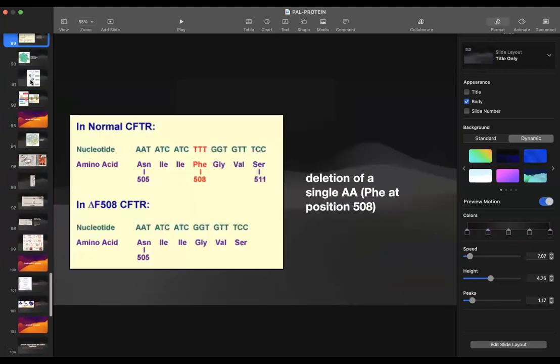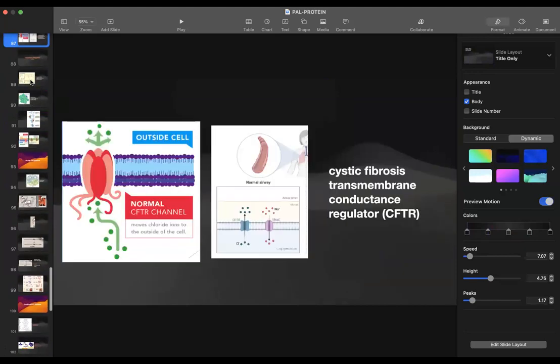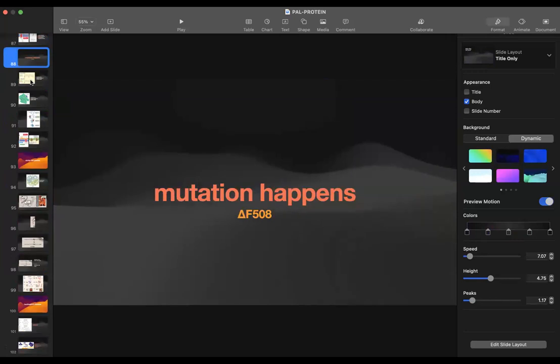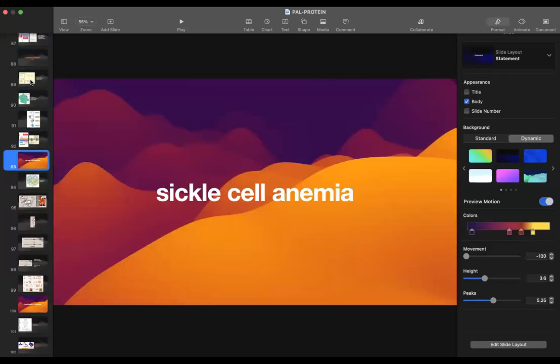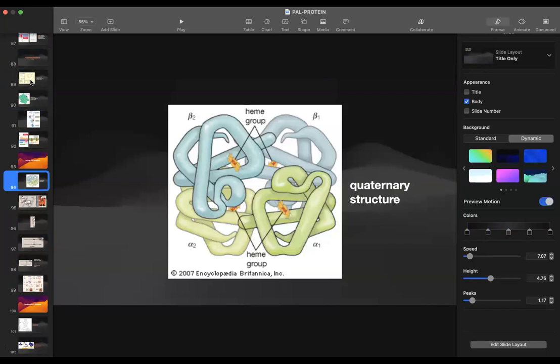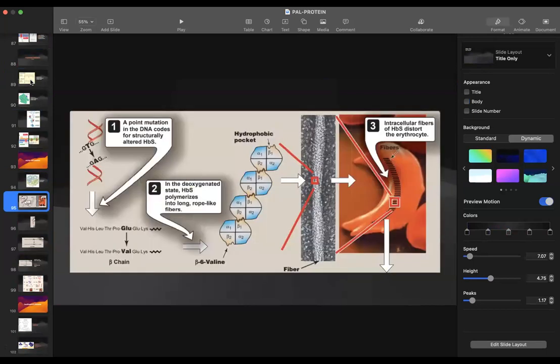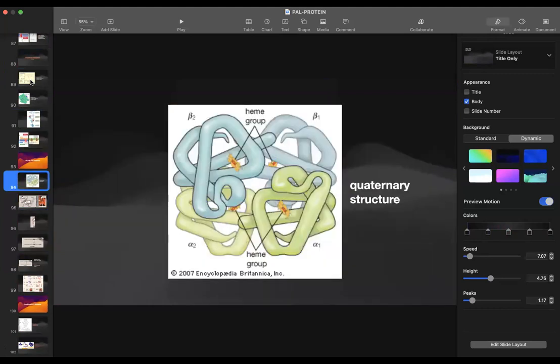cystic fibrosis, which was the first one, right? Yes. The mutation in the CFTR gene, CFTR protein. So that's cystic fibrosis. Then we had sickle cell. And in sickle cell, it is not a deletion of an amino acid, it is a substitution of an amino acid. We go from glutamic acid to valine. So that's sickle cell anemia.